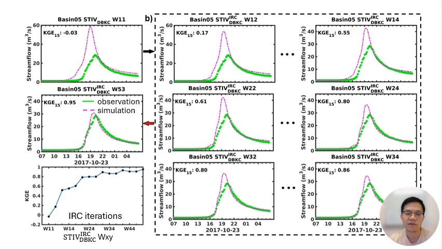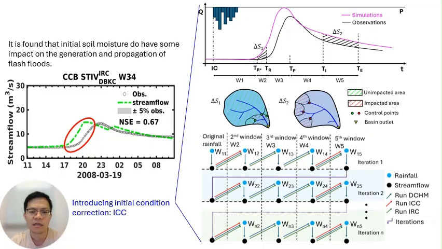For example, we're showing here iterations of an IRC example for this event. This event was produced by Hurricane Nate in 2017. Basin 5 is the Cataloochee Creek Basin, a mountainous basin in western North Carolina. We see that the original simulation has very bad KGE values, and after 3 iterations it reached over 0.85, and after 5 iterations it reached 0.95. Here is the evolution of the KGE values from the first iteration to the fifth iteration, and we see very significant improvement in the hydrograph.